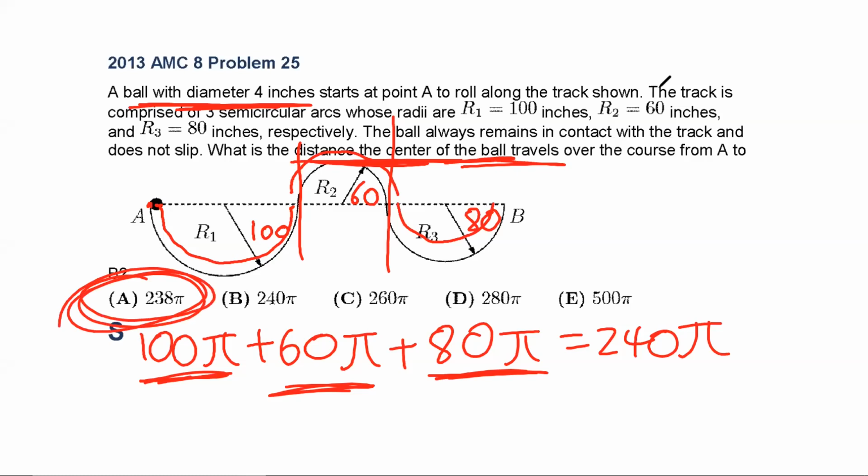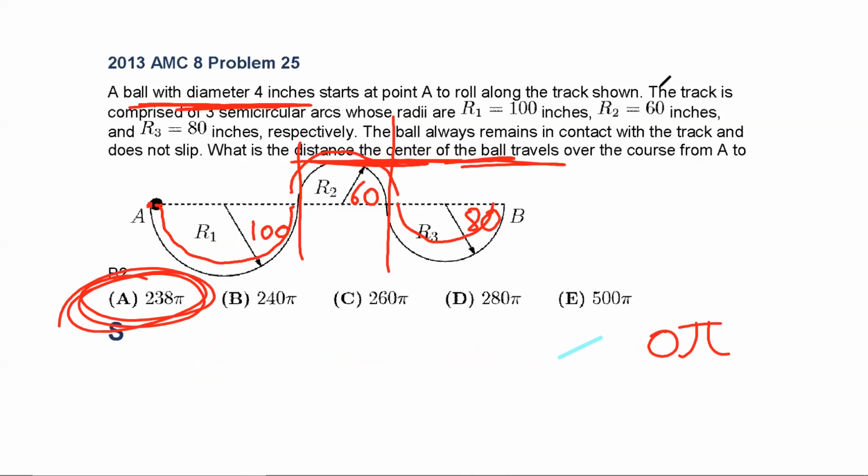You could notice that, or you could just do the problem normally without the answer choices. If you do the problem normally, let's go back to our diagram. Let's find this distance here, the distance from this semicircle center to the center of the ball. The radius of the ball is 2 inches, so this radius is 2 less than the 100 that they told us, which would be 98.